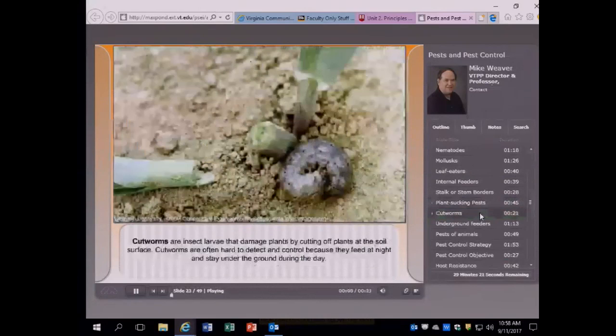The next group are the cutworms. The cutworms are insect pest larvae that cut off plants at the soil surface. Cutworms are often hard to detect and control because they feed at night and they stay under the ground during the day. They're notorious for feeding on young seedling plants, and that feeding can be quite damaging.